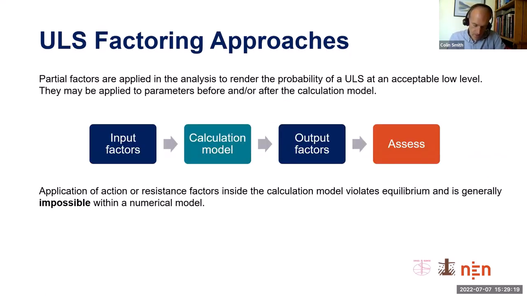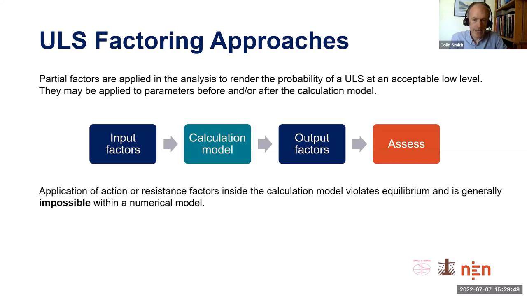So if we now just take a step back and recap on ULS factoring approaches. The reason, of course, we're applying partial factors is we're trying to render the probability of an ultimate limit state to be at an acceptable low level. And so generally, we're trying to apply them at source, apply the factors appropriately to the parameters that are causing the uncertainty.